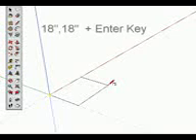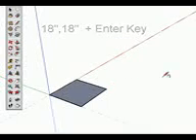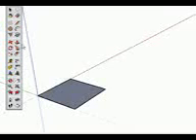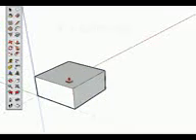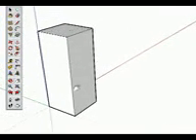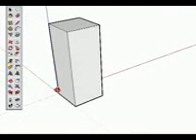Start by drawing a rectangle and giving it an exact size. Type in 18 inches, comma, 18 inches, or some similar dimensions and hit the Enter key. Zoom in and orbit to see the rectangle, then use Push-Pull and type in 4 feet and hit Enter. For the rest of this example, we won't worry about being completely accurate, but you can if you'd like.